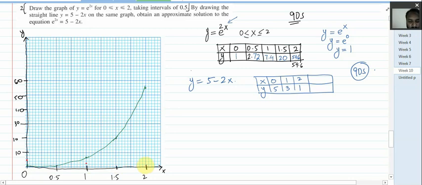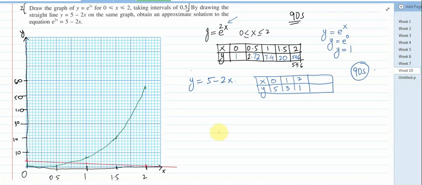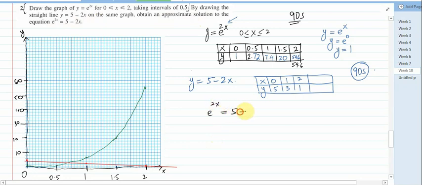Alright, so I need to draw these 3 points here. I tried my best to draw the straight line, as you can see, by plotting all those points. And I expect that your line should be similar to the one I drew here. After this line, it says obtain an approximate solution to the equation, and the equation is given. It says that e to the power 2x is equal to 5 minus 2x.